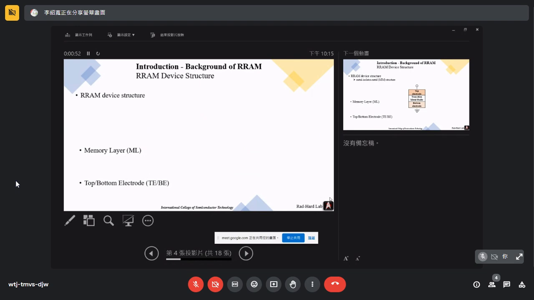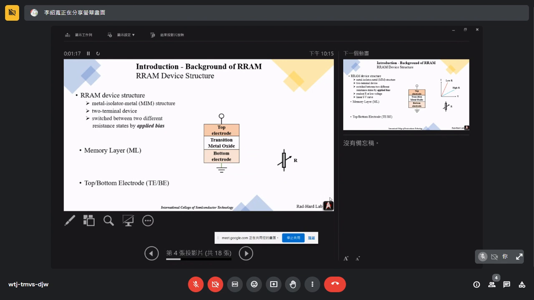For the introduction of the background of the RM, I'll cover the device structure, how the device works, and what structure is used recently. It's called the MIM structure, metal insulator metal. We have two terminals, one metal and another metal, and there will be the insulator which can turn the device on and off. There is a transition metal, as you can see.